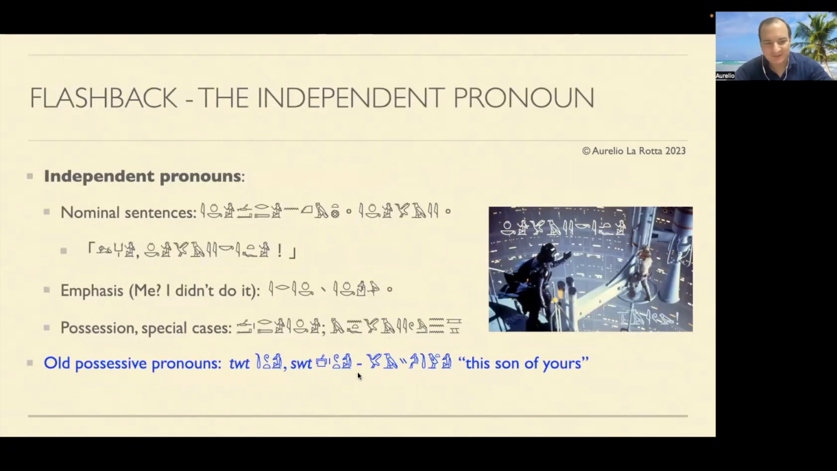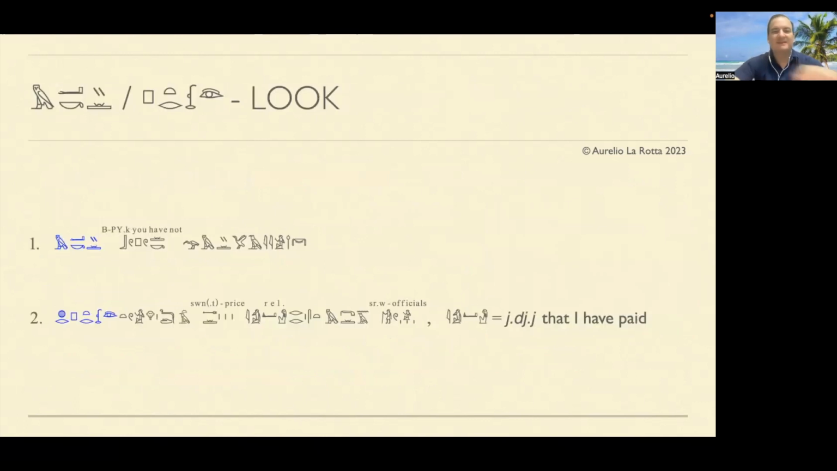So this we just talked about. That's this special possessive pronoun. And then let's have a look at something that may look way more familiar for Middle Egyptian. This one here is familiar to anybody who studied Middle Egyptian.